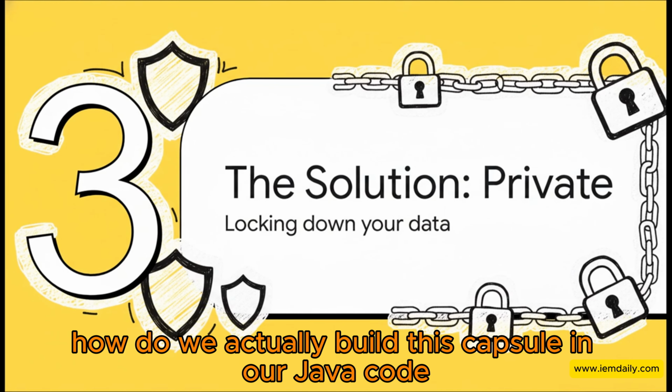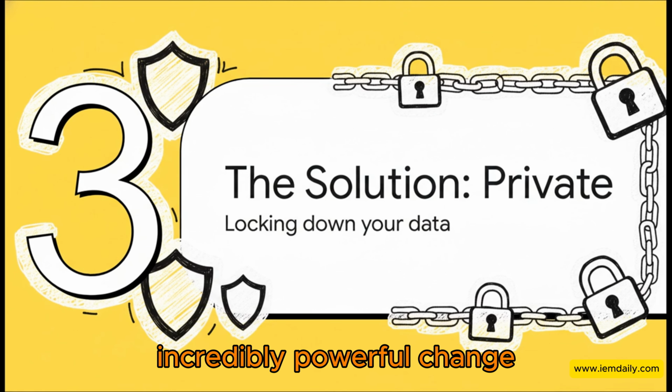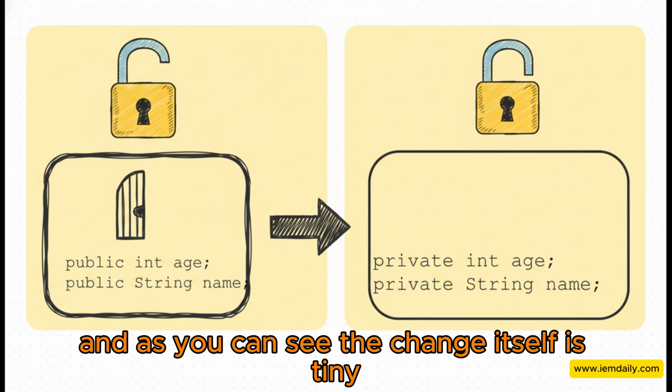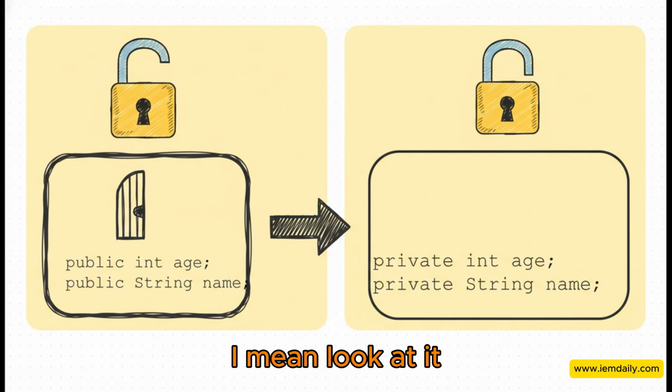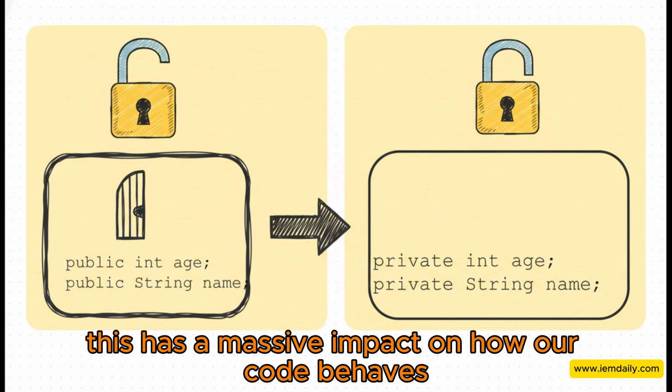Okay, so how do we actually build this capsule in our Java code? Well, it all starts with one simple, incredibly powerful change. We make our variables private. And as you can see, the change itself is tiny. I mean, look at it. We are literally just swapping out the word public for private. It might seem like a small thing, but believe me, this has a massive impact on how our code behaves.